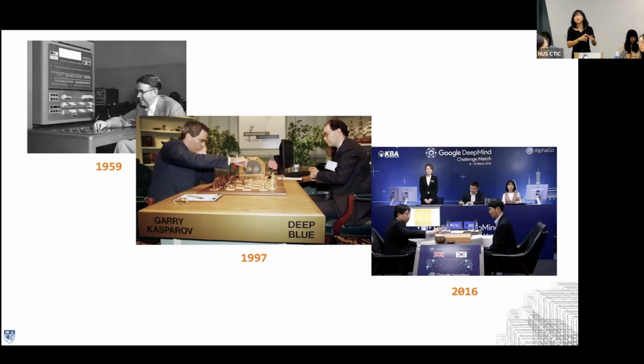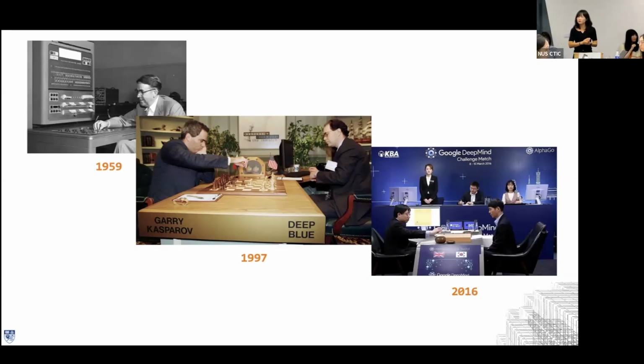And in 2016, what we all know happened with the Go match was, it's not about computational power anymore on the spot when the competition is happening. It's more about how the algorithm was trained. It was not a rule-based algorithm anymore. It was fed a lot of games, right? The algorithm itself doesn't even know Go's rules.